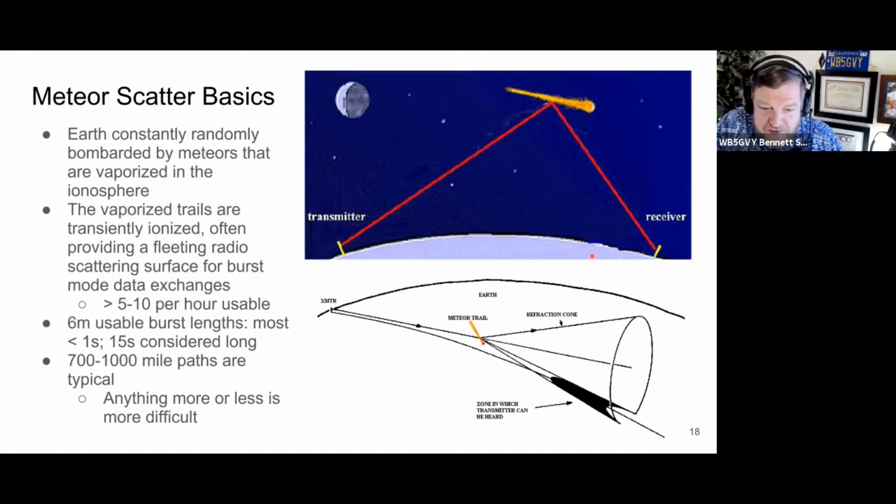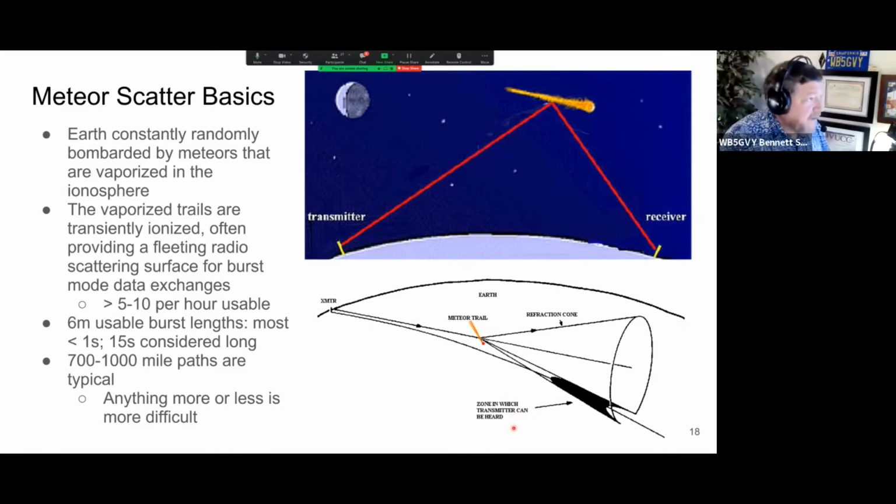Most of these burst lengths are quite short. They last less than a second. Occasionally, there are those I've been told that last 15 seconds, not that I've seen, and that's considered to be a very long burst. There is sort of a sweet spot for propagation, and it's between 700 and 1,000 mile paths. Anything more or less than that is possible, but difficult.